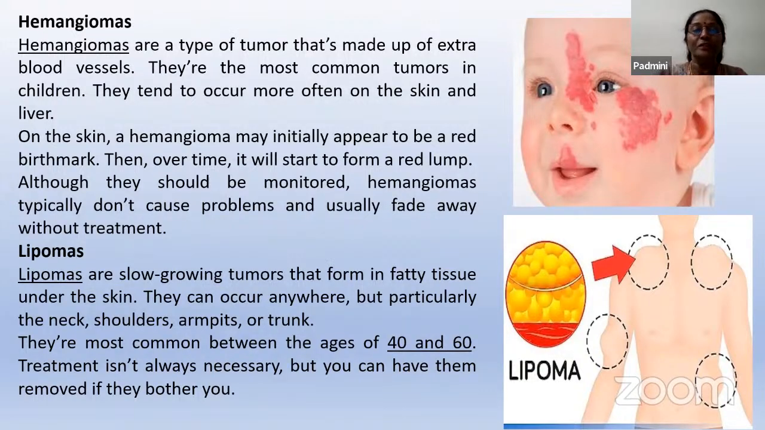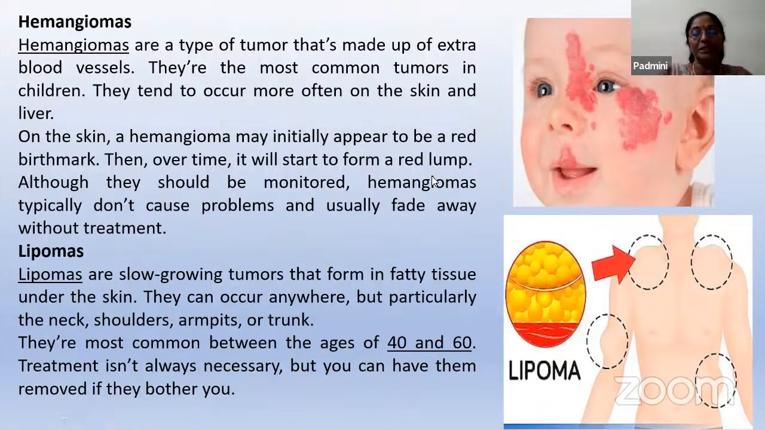If it is present on the skin, it may initially appear as a red birthmark. Then over time, it will start to form a red lump, very small lumps. Although they should be monitored, hemangiomas typically don't cause any problem and usually fade away without treatment. You must have seen in some children a red patch on the skin, on the back or on the hands, on the thighs. Initially it might be very dark, but usually it can fade away. But if it forms into a lump, then you will have to monitor the growth, so that you can be sure that this benign tumor doesn't turn into a malignant one.